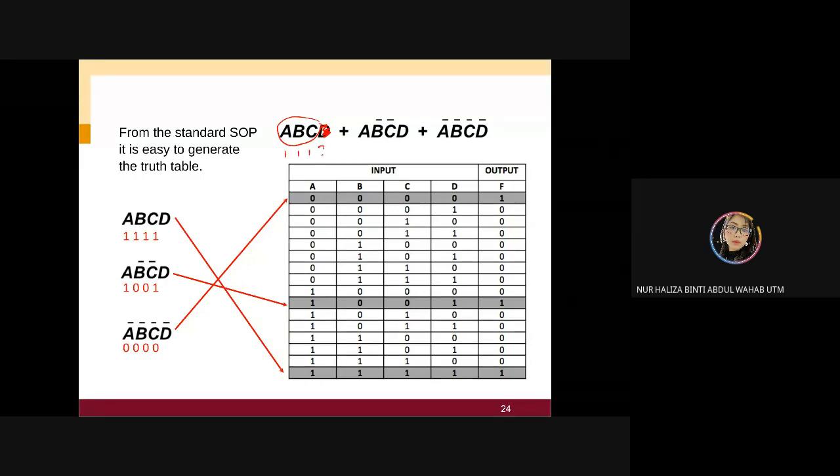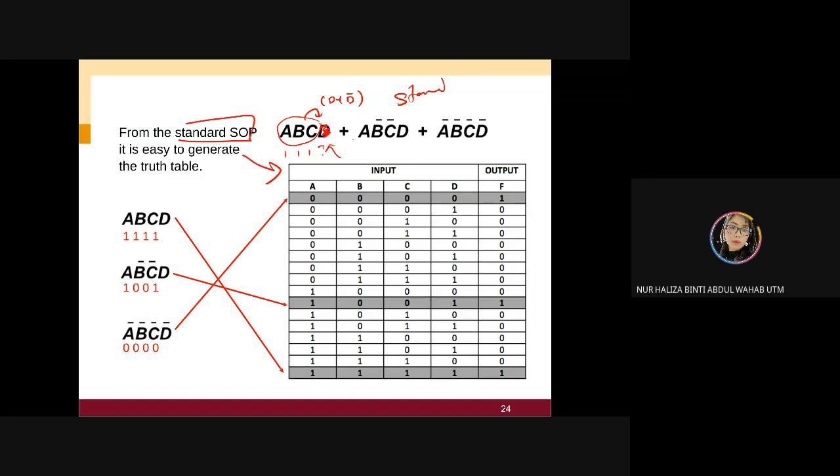What is the D here? Is it for 1, 1, 1, 0, you get 1? Is it 1, 1, 1, 1, 0, you get 1? So you don't know, right? So that's why you need to multiply this with D plus D bar to get the standard version. From the standard version, then you can draw your truth table.